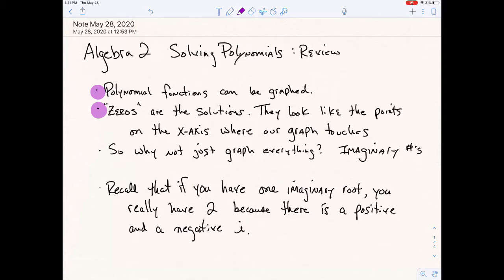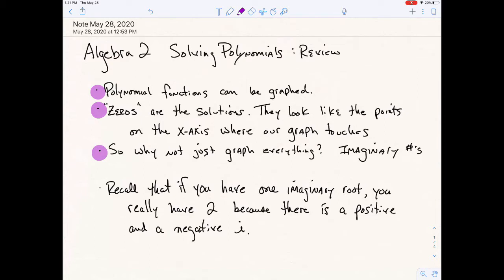The zeros look like the points on the x-axis where our graph touches the x-axis. So if a graph has different end behaviors and so on, all we're really trying to do is identify where that curvy line, or sometimes straight line, touches the x-axis.